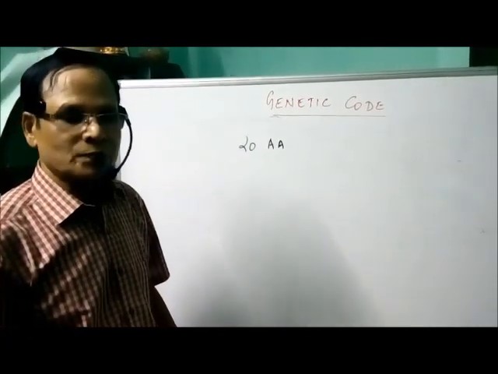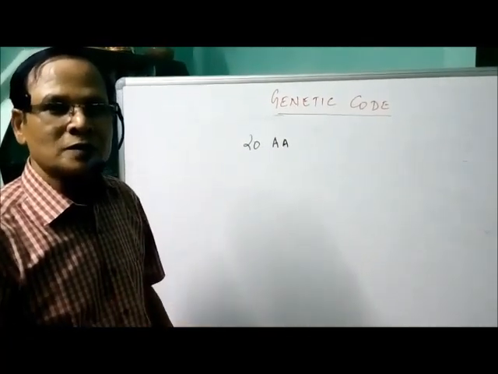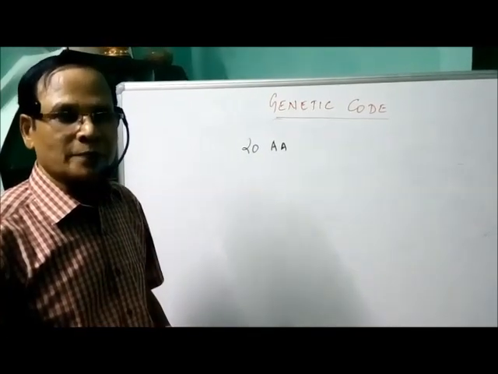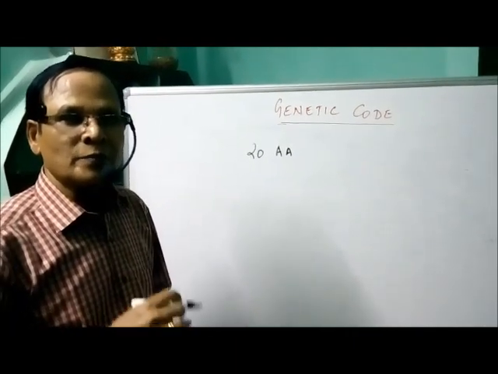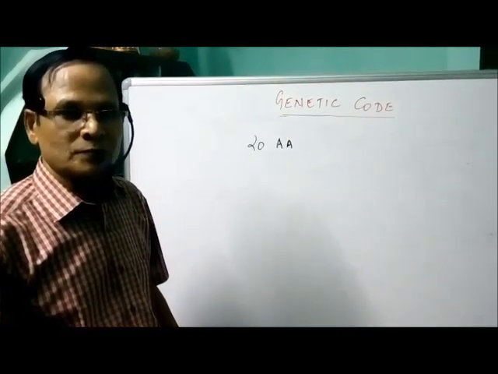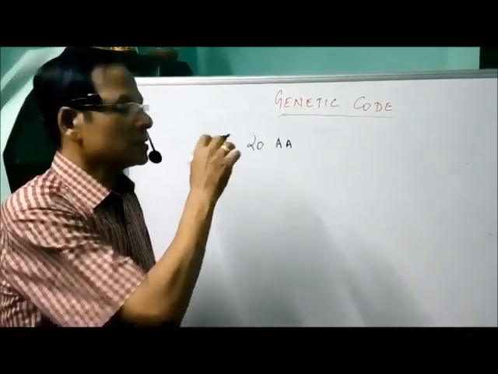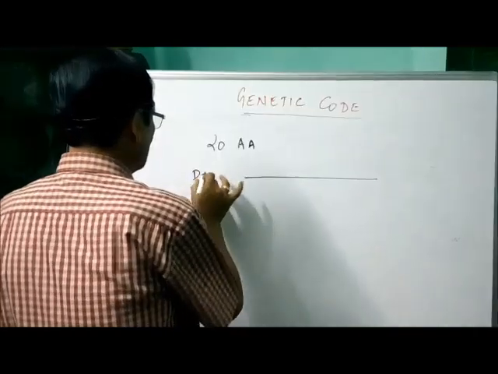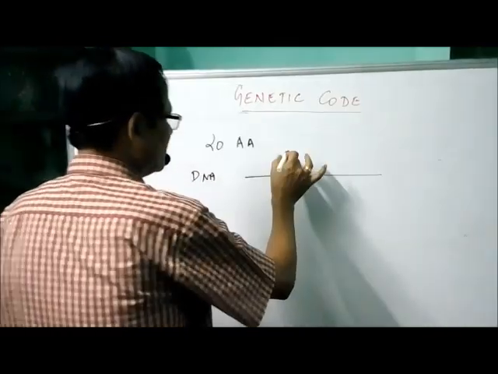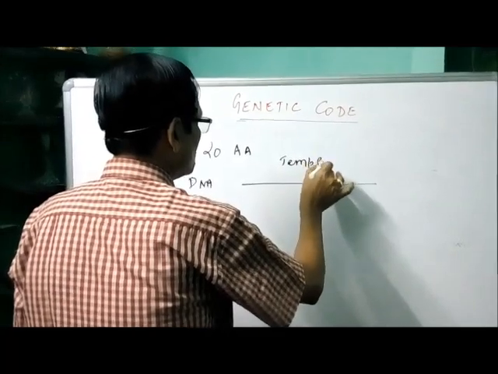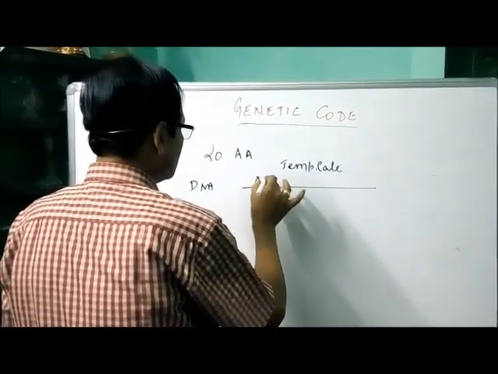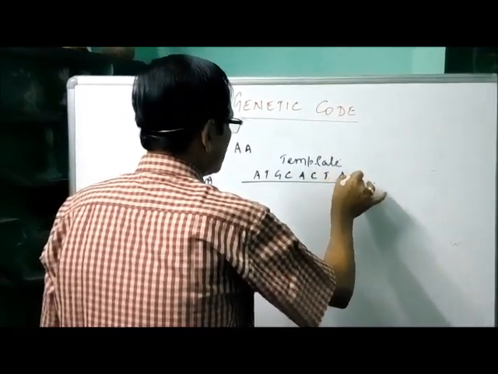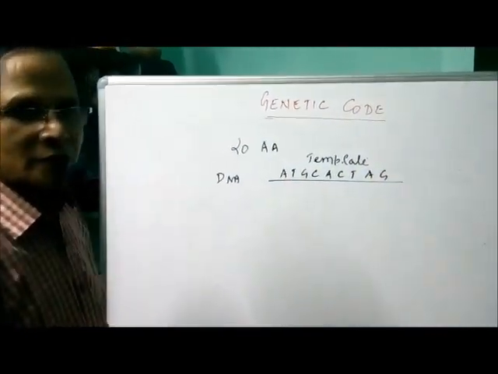Now what is a genetic code? This is a sequence relationship between the nucleotides of DNA and the amino acids of protein that they encode. Suppose I am taking the DNA, one of the strands acting as a template strand. Now this is template DNA, I am taking only one strand, having the bases like this. This is also the nucleotide sequence.